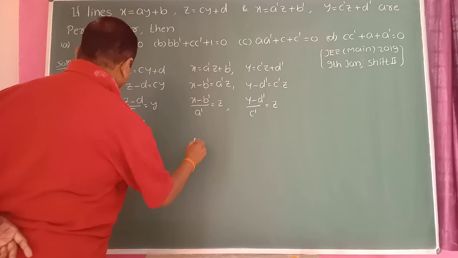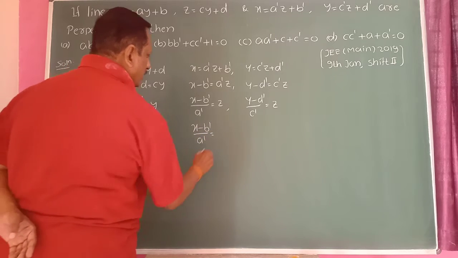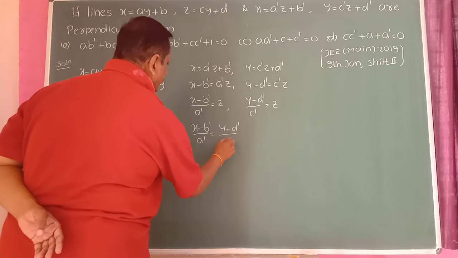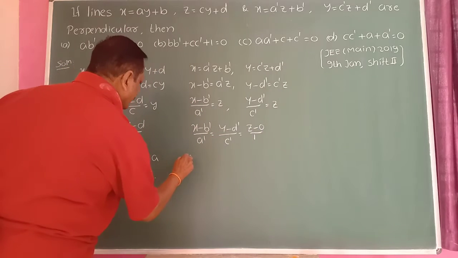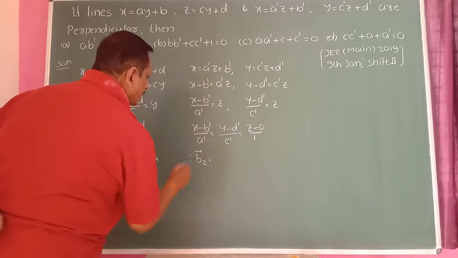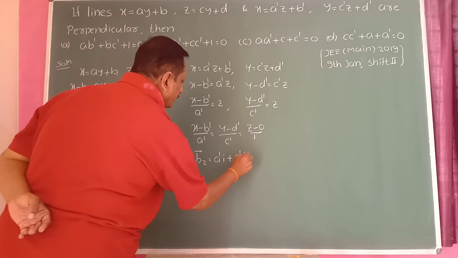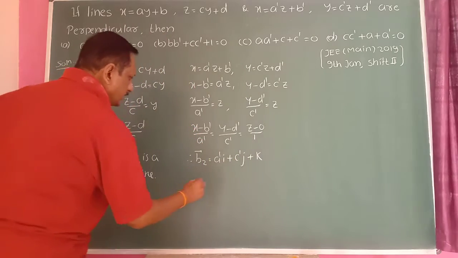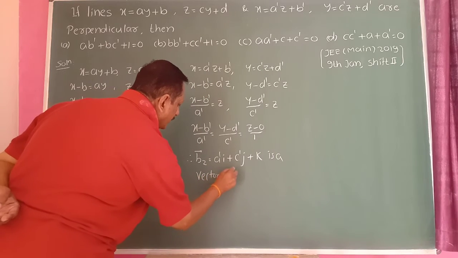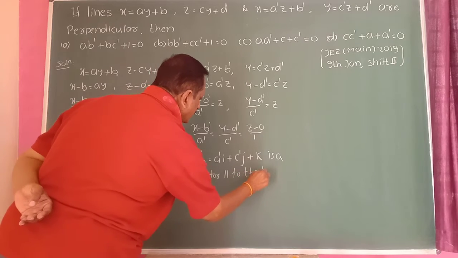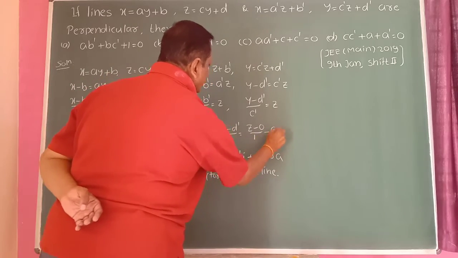So from these two equations, (x - b')/a' = (y - d')/c' = (z - 0)/1. Therefore, the vector b2 bar is equal to a'i + c'j + 1 into k, becomes k, is a vector parallel to the line. Okay, take this one as equation number 1 and this one as equation number 2.